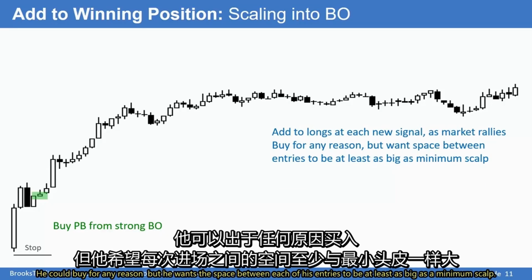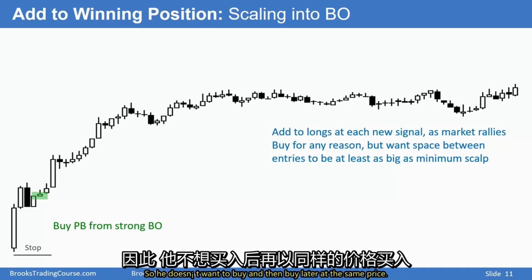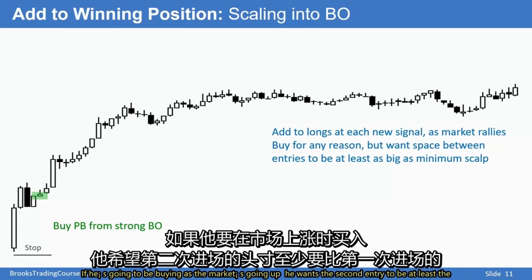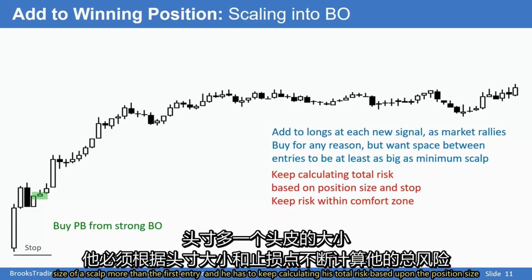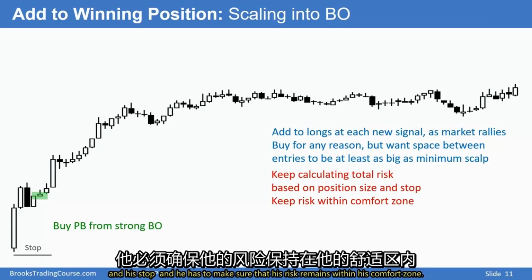He could buy for any reason, but he wants the space between each of his entries to be at least as big as a minimum scalp. So he doesn't want to buy and then buy later at the same price. If he's going to be buying as the market's going up, he wants the second entry to be at least the size of a scalp more than the first entry. And he has to keep calculating his total risk based upon the position size and his stop. And he has to make sure that his risk remains within his comfort zone.